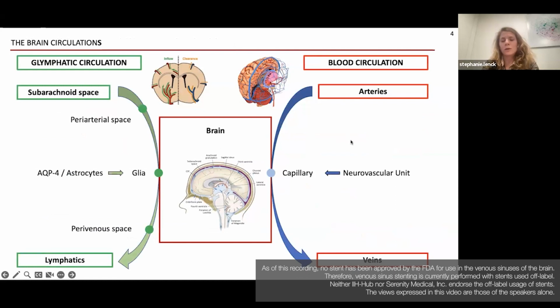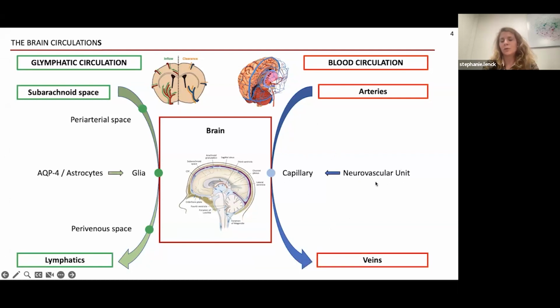So if we want to summarize the circulations in the brain, there are two circulations in the brain. There is a blood circulation, which is already very well known, which is the circulation of the blood in the artery, capillary, and veins. This circulation is regulated by the neurovascular unit, which allows the permeability of the blood-brain barrier.